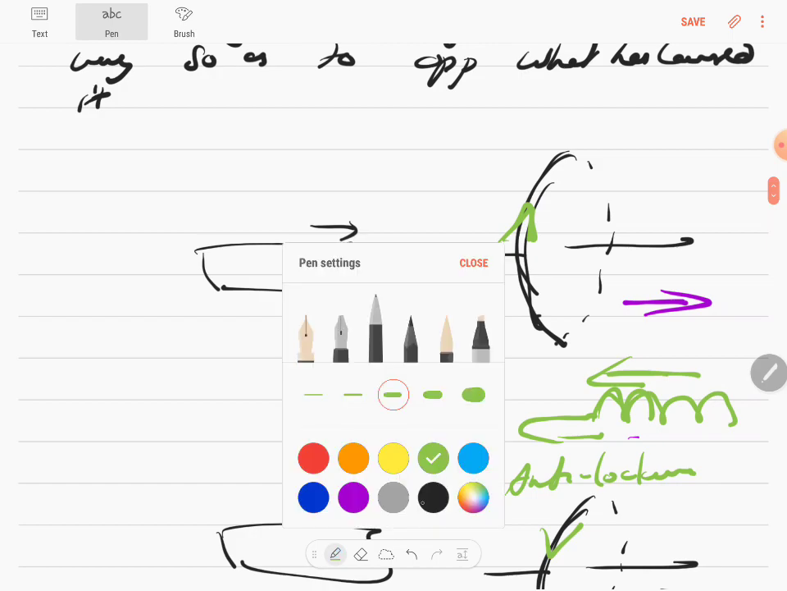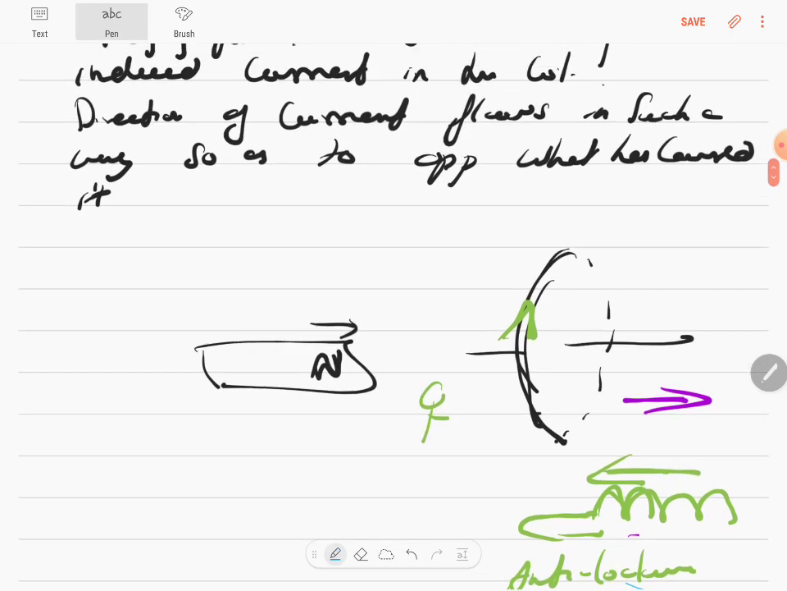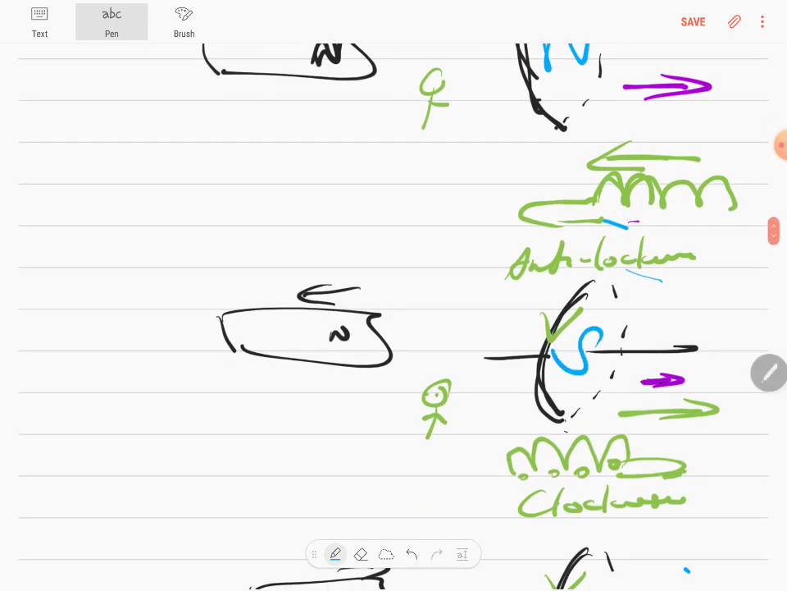The current flows in such a way so as to oppose what has caused it. So therefore this behaves like a north pole, so that it tends to repel the magnet, because it's coming near. The induced current flows so that it goes away, so this behaves like a south pole and tends to attract it.